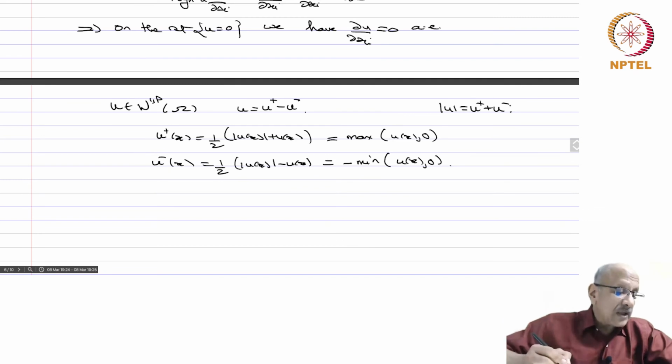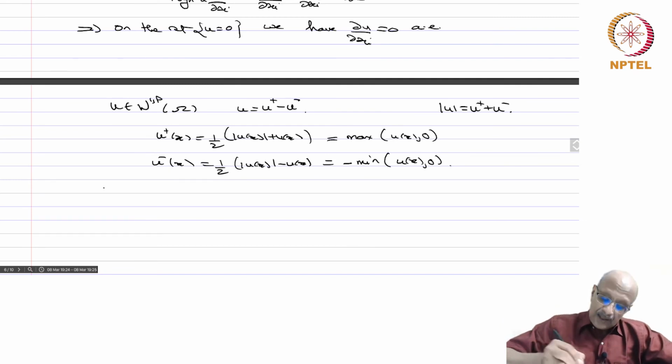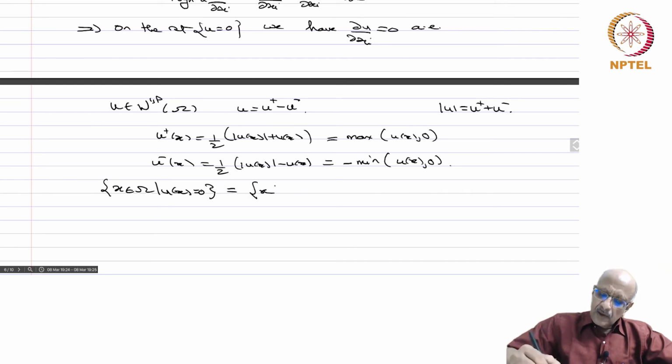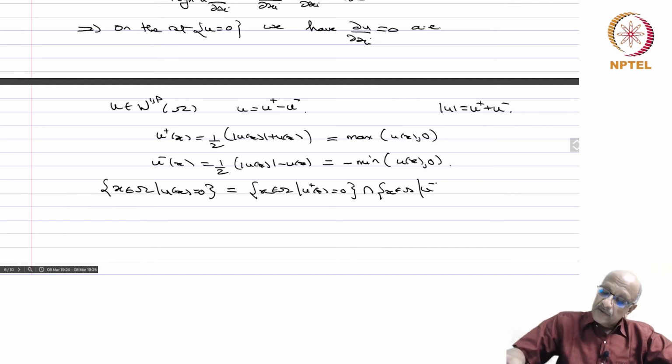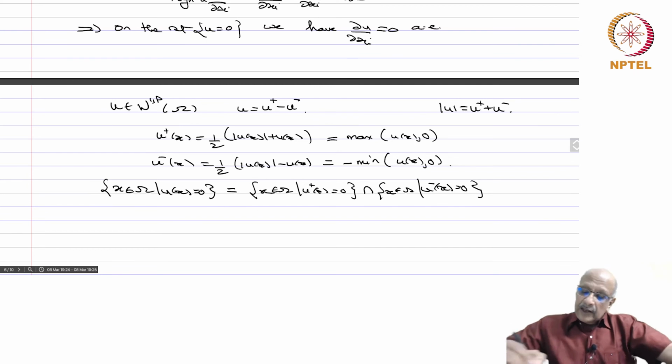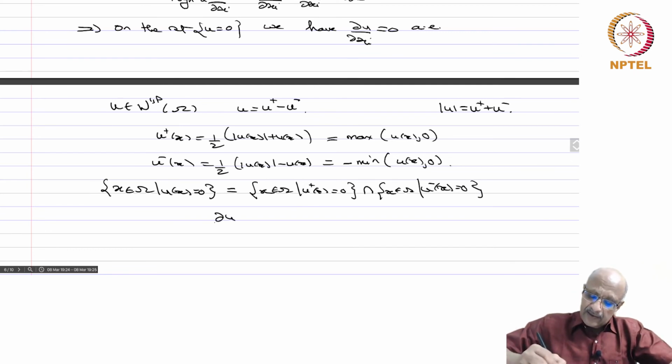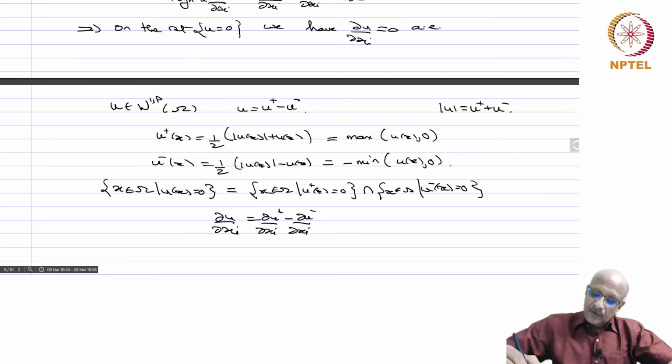This is something which you would have seen many times when doing real analysis, and therefore the set of all x in omega such that ux equal to 0 is the set of all x in omega such that u plus x equal to 0 intersection the set of all x in omega such that u minus x equal to 0, and du by dxi equals du plus by dxi minus du minus by dxi, and therefore this implies that du by dxi equal to 0 almost everywhere on this set.